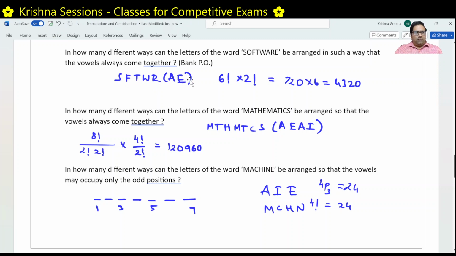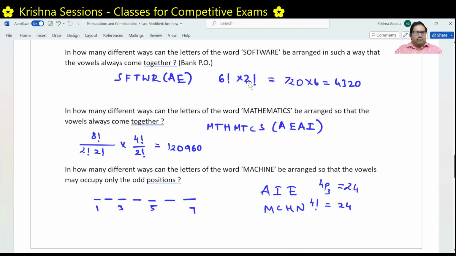Now vowels have to be together. How many vowels are there? A and E. Let's combine A and E and define that as a single letter. If there was a single letter, then with 1, 2, 3, 4, 5 and the sixth big letter, the number of permutations will be 6 factorial, right? Now after the 6 factorial is done, A and E can be arranged as AE or EA.